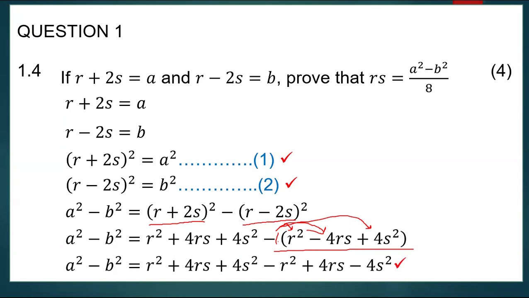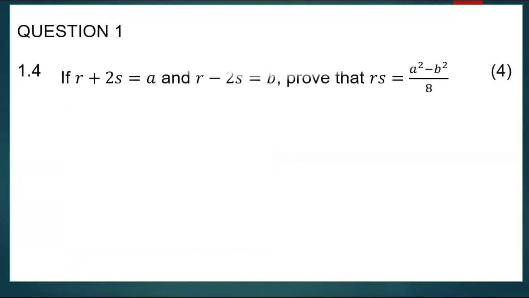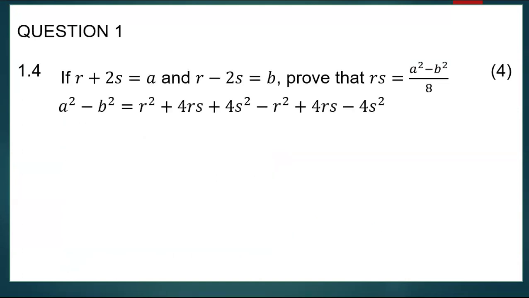So you will notice that the R squared, this is positive, that is negative, and the 4S squared, this is positive, this is minus. So I'm just left with these two, and when you add those two, that will give you 8RS. And to solve for RS, I divided both sides by 8.